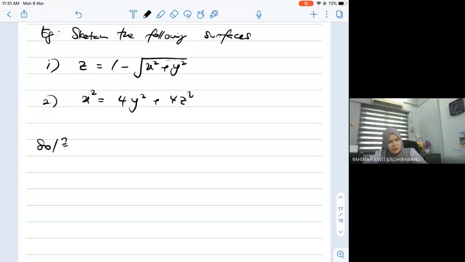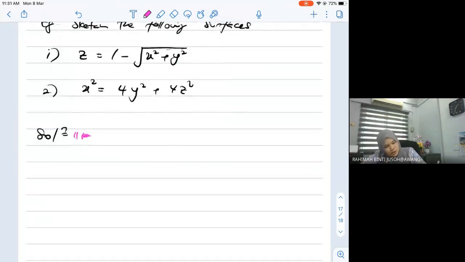How do we answer this question? If you can't remember at all, try drawing in 2D. So question number 1, we try to plot it in 2D first. z equals 1 minus square root of x squared plus y squared.